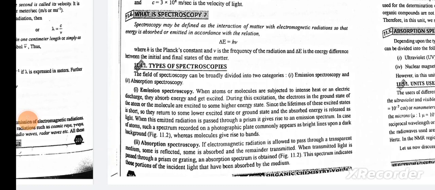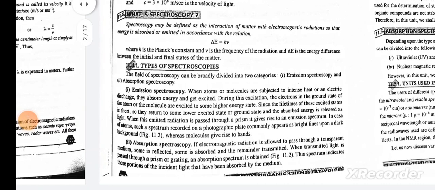When the emitted radiation is passed through a prism, it gives rise to an emission spectrum. In case of atoms, such a spectrum recorded on a photographic plate commonly appears as bright lines upon a dark background, whereas molecules give rise to bands. Absorption spectroscopy. If electromagnetic radiation is allowed to pass through a transparent medium, some is reflected, some is absorbed, and the remainder transmitted. When transmitted light is passed through a prism or grating, an absorption spectrum is obtained, figure 11.2. This spectrum indicates those portions of the incident light that have been absorbed by the medium.